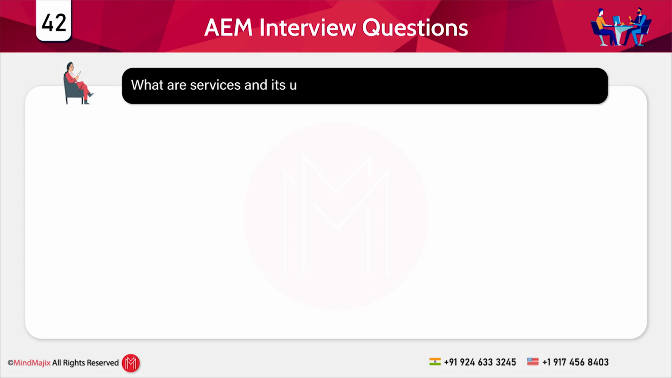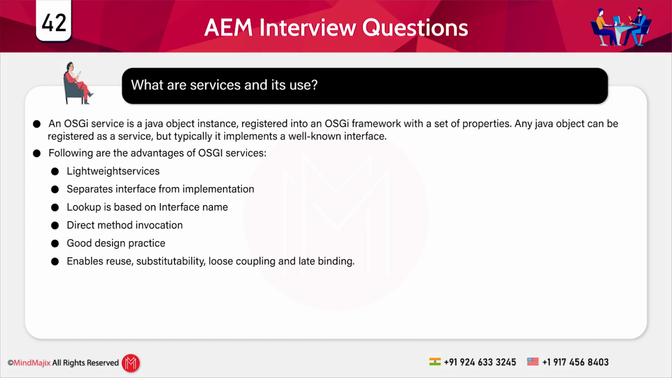What are the services and their use? Any OSGi service is a Java instance registered into an OSGi framework with a set of properties. So the functions written in the services can be reused for any servlet. Any Java object can be registered as a service, but typically it implements well-known interfaces. The advantages are lightweight services, and separating interface from implementation. So direct method invocation, directly we can invoke the method in the OSGi service. It's actually a good practice also. It enables reusability and sustainability.